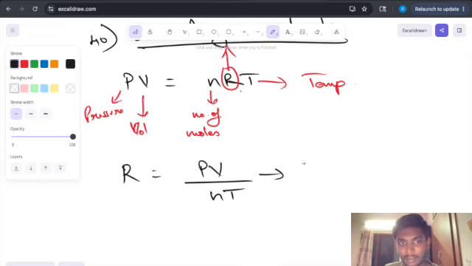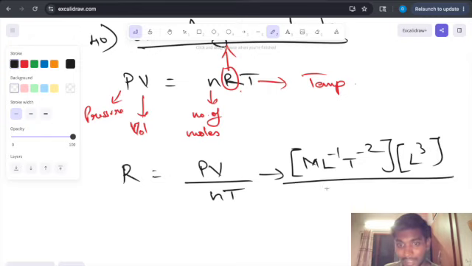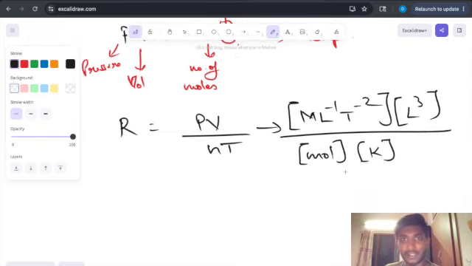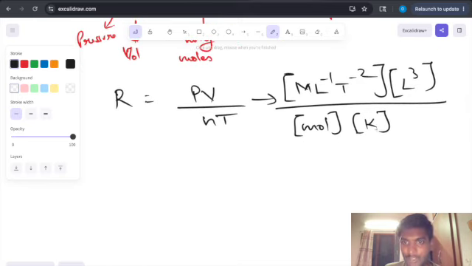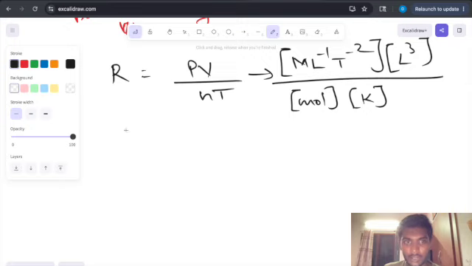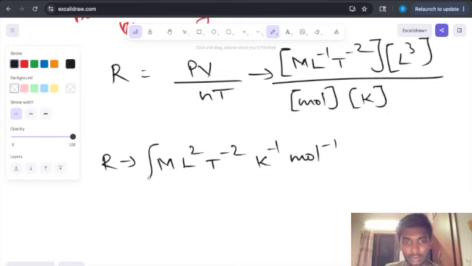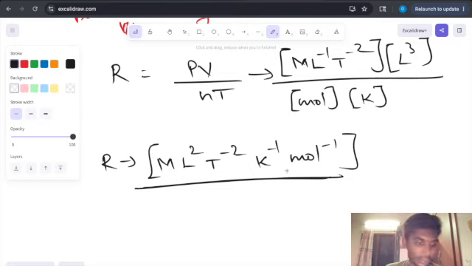So pressure is M L inverse T power minus 2, if I'm not wrong, into volume is L cube. We have derived this already. n is number of moles. We also have a fundamental quantity known as the amount of substance, for which we will write it as mole. Temperature is Kelvin. This is like the most dynamic formula that you will ever see, because it involves temperature, mole, something that is new for you. So if I simplify this and finally write, it is going to be M L square T power minus 2 K inverse mole inverse. So this is the dimension formula of universal gas constant.